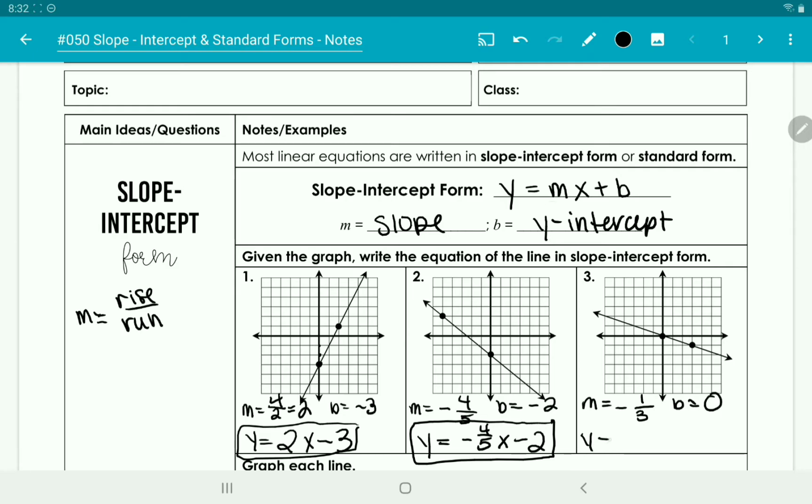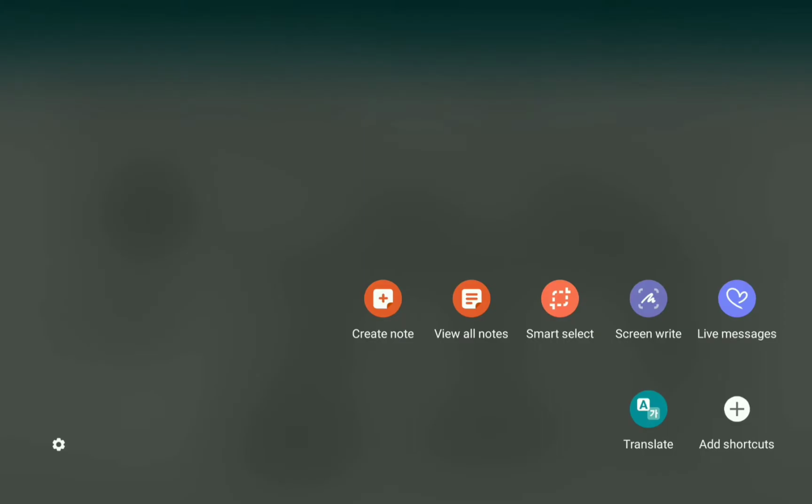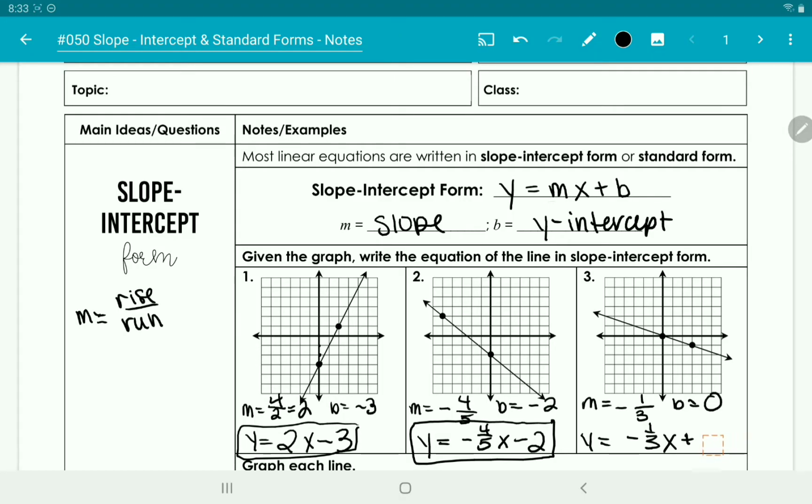So y equals m, negative 1/3, x, and then it's plus b, so you can add this plus 0 on the end if you want, but we know that we don't have to add a plus 0 because it's the same thing, so it's just going to be y equals negative 1/3 x. Okay?